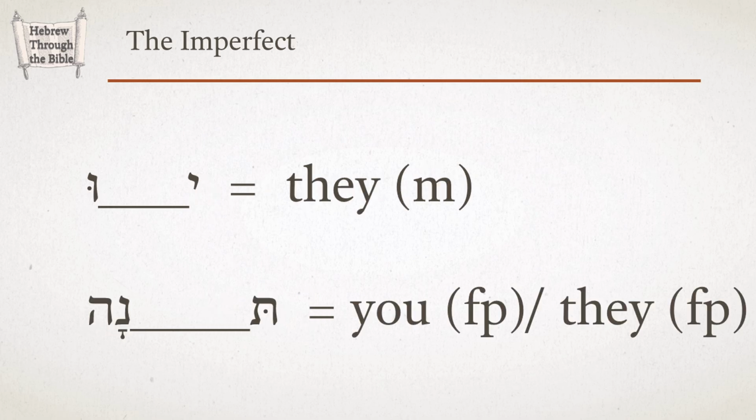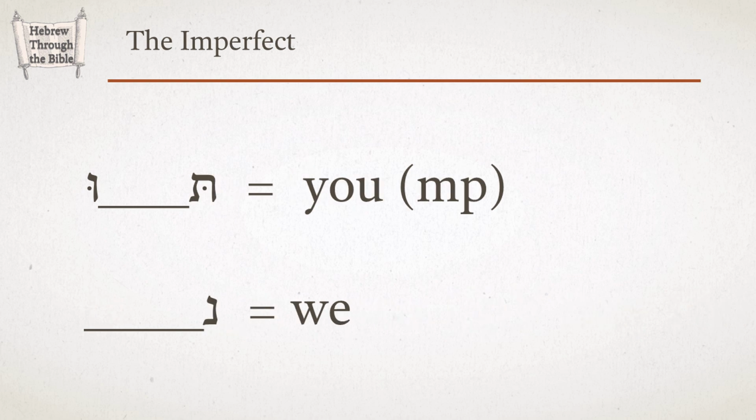If a verb has yod on the front with u on the end, the subject is they masculine. If a verb has tav on the front and na on the end, the subject is feminine plural, either they or you. Finally, if a verb has tav on the front and u on the end, the subject is you masculine plural. If a verb has nun on the front, the subject is we.